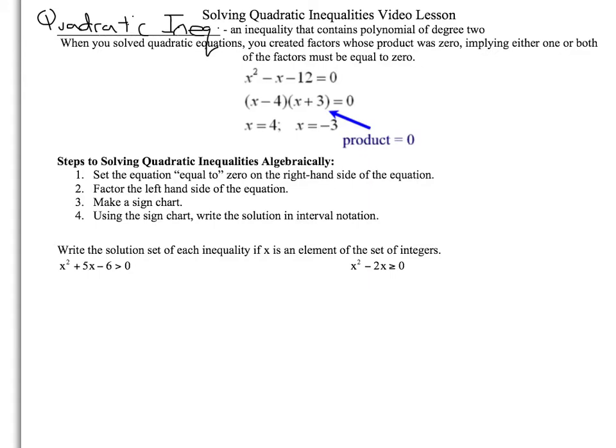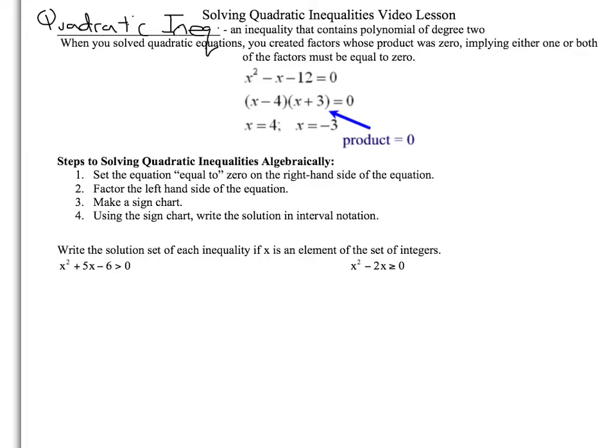When you solved quadratic equations, what you did was set your two factors equal to 0, and you said x would equal 4, x equals negative 3 in this case here. Well, the idea is going to be the same. We're going to set the equation equal to 0. Then we are going to factor. This is where it's different. Instead of setting the factors equal to 0 and solving, we're going to make a sign chart. And then using the sign chart, we'll write the solution.